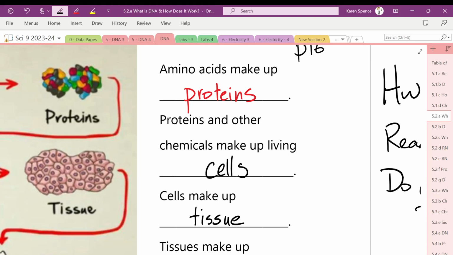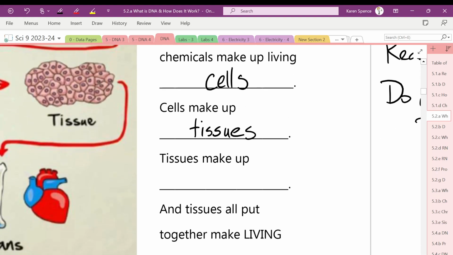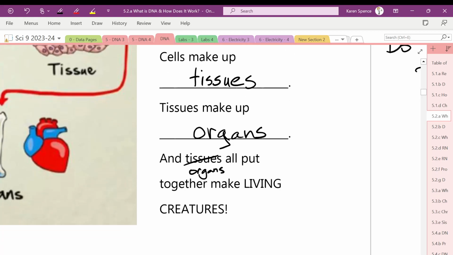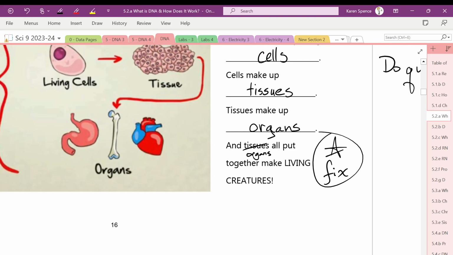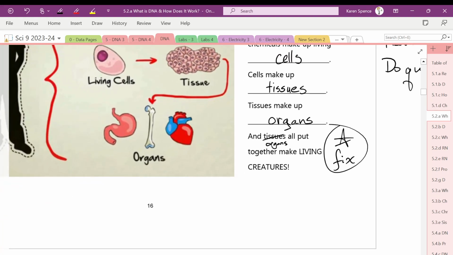So proteins and other chemicals make up cells. Cells make up tissues. Tissues make up organs. And organs, this should say, and organs, all put together make living creatures. I need to fix that. That star is for me. You can just ignore that star. That means I just need to make a fix there.